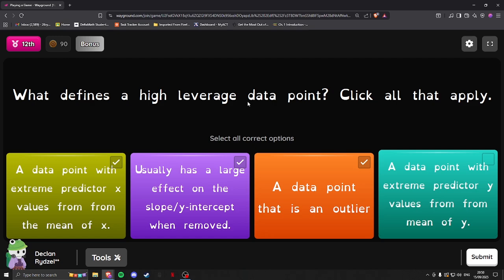So a high leverage point. High leverage and high influence are relatively the same thing, as if you remove or add a high leverage point, they will almost always change the effect, or they will usually change the slope or the y-intercept, and it is usually a point that is an outlier, but they do not have anything to do with the y.